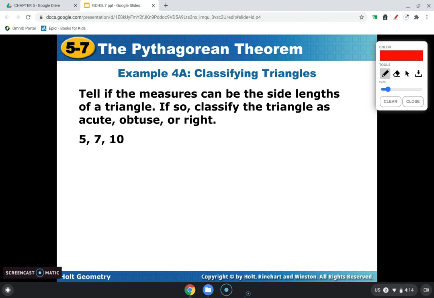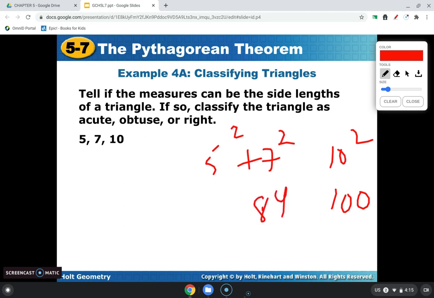5, 7, and 10. Well, what's 5 plus 7? 12. 12 is greater than 10. So yes, it can be a triangle. Now we want to figure out what kind of triangle. Well, 10 squared is 100. 25 plus 49 is 74. So c squared is greater than a squared plus b squared, so that would be an obtuse triangle.